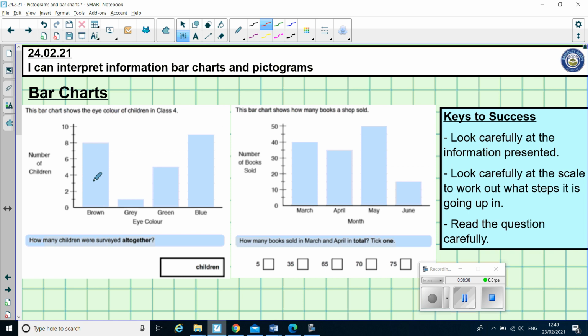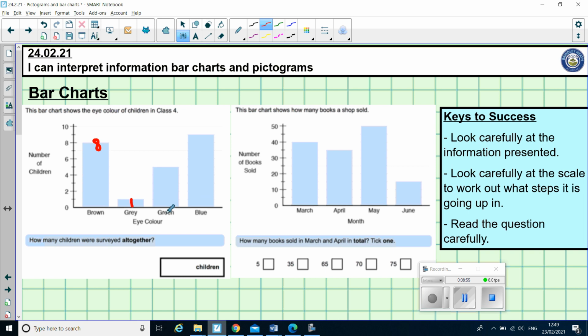So brown eyes, I can see that that meets 8. My bar comes up to the number 8, so I know that that is 8 children. So I'm going to write number 8 on there. Grey eyes, when I look at that, it comes halfway between the 0 and the 2. So halfway between 0 and 2, I know that that's 1. So one child must have had grey eyes.